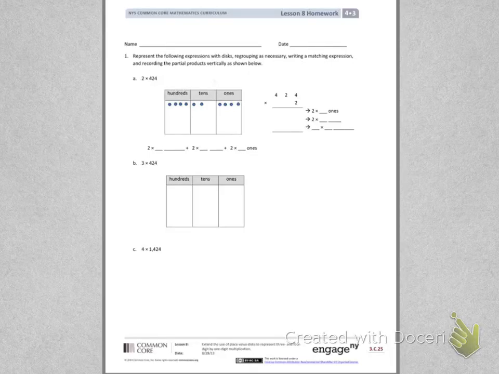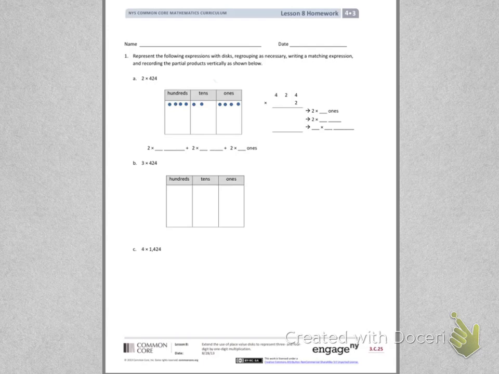Grade 4, Module 3, Lesson 8 homework. Problem number 1. Represent the following expressions with disks, regrouping as necessary, writing a matching expression, and recording the partial products vertically as shown. So let's go ahead and take a look at what they're asking us to do.